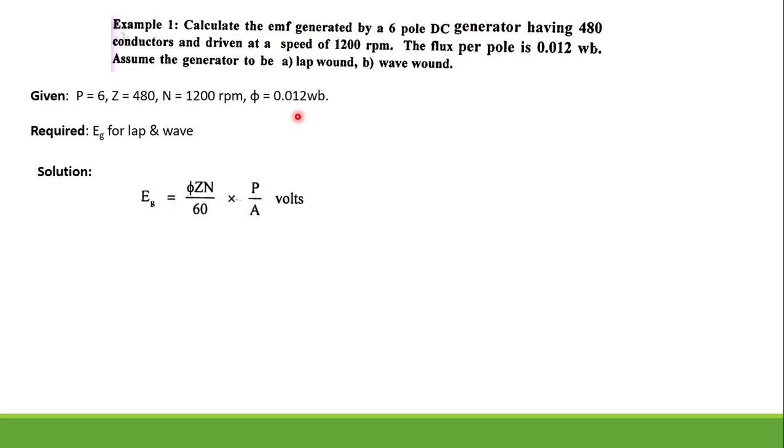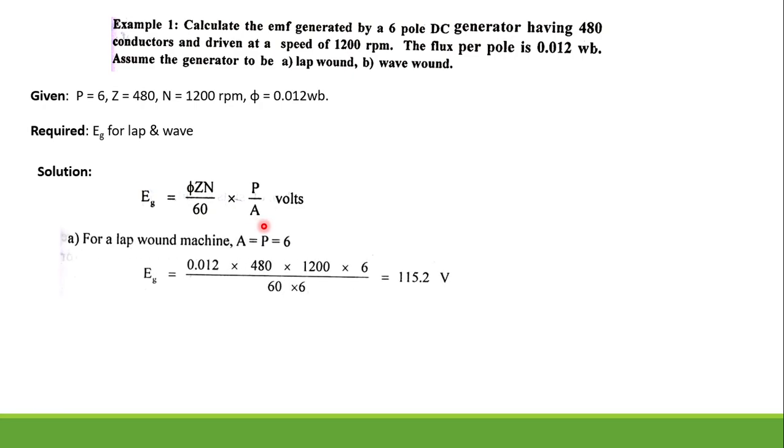Solution. Students should know the equation for generated EMF for DC generator, that is Eg is equal to phi Z N by 60 into P by A. Here phi is flux, Z is number of armature conductors, N is speed in rpm, P number of poles, 60 constant, A number of parallel paths. For a lap wound machine, number of parallel paths is equal to number of poles and the value is 6.